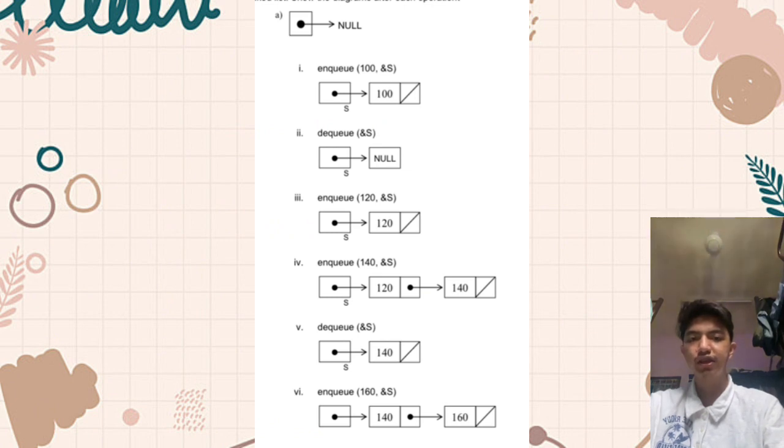The enqueue operation adds a new element to the tail of the queue. The dequeue operation removes the element from the head of the queue and returns it.